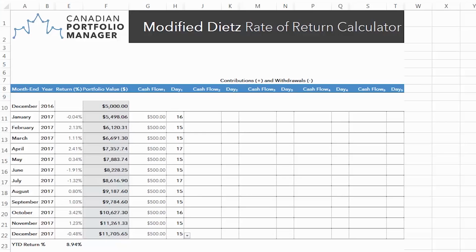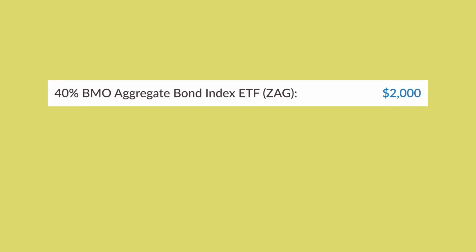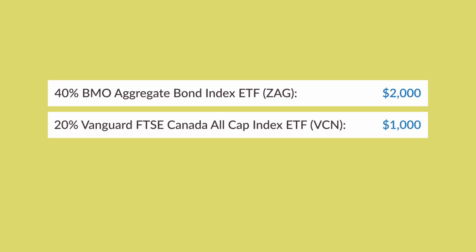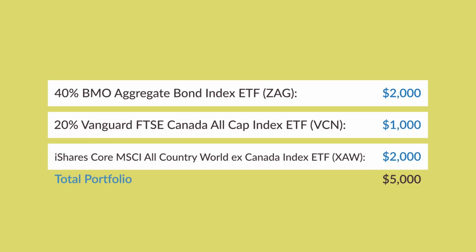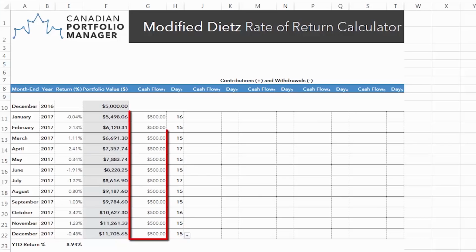In our example, we'll assume that the investor purchased the following ETFs with $5,000 of cash available in their RSP account at the beginning of 2017: 40% in the BMO Aggregate Bond Index ETF, 20% in the Vanguard FTSE Canada All Cap Index ETF, and 40% in the iShares Core MSCI All Country World X Canada Index ETF. The investor then contributed $500 monthly into their RSP account during the year and invested the cash into the same asset mix. At the end of the year, they had earned a return of 8.94%.